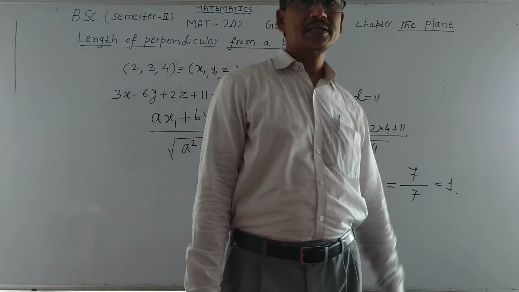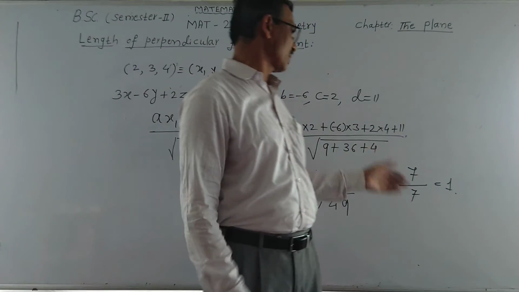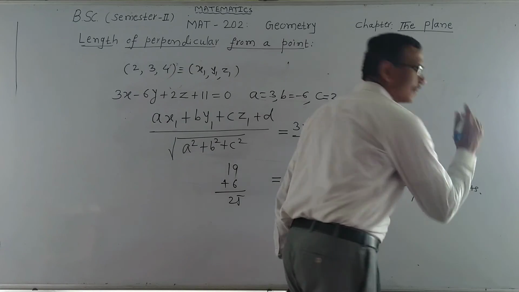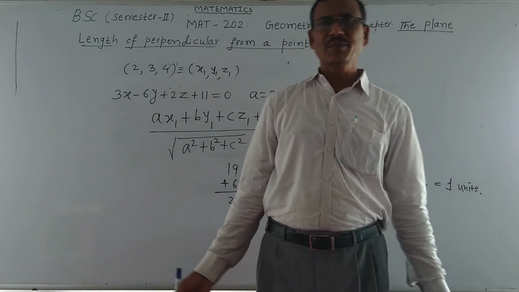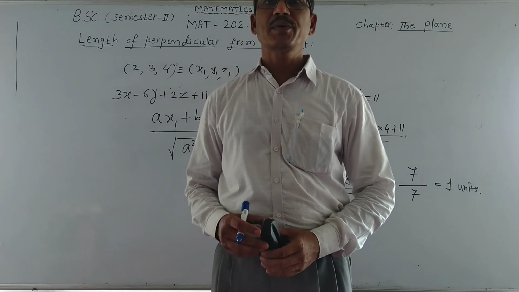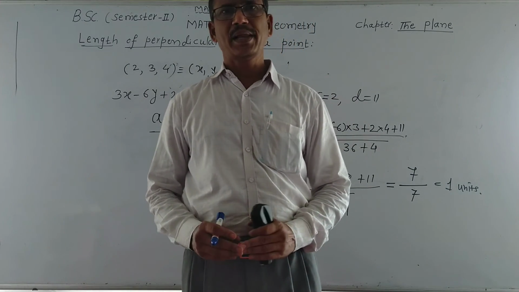You have to write the unit. The unit is not given here, which means you have to write 1 unit, whatever it is. Okay. In a similar manner, you can find the length of perpendicular of a given point from a given plane.